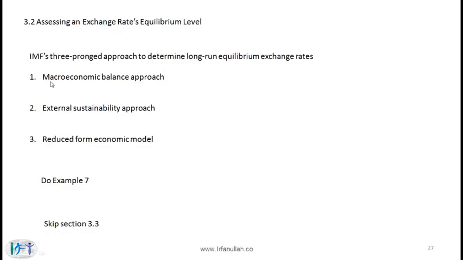So this item, macroeconomic balance approach, essentially allows us to estimate how much exchange rates need to adjust in order to close the gap between medium-term expectations for a country's current account imbalance and the country's normal or sustainable current account imbalance.